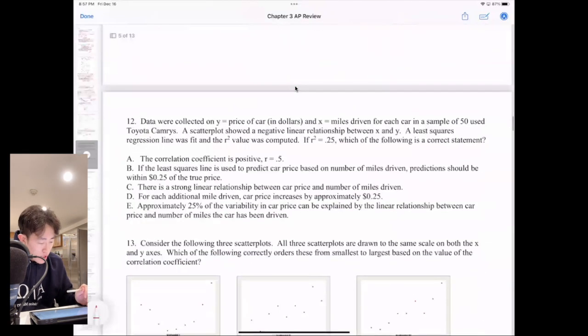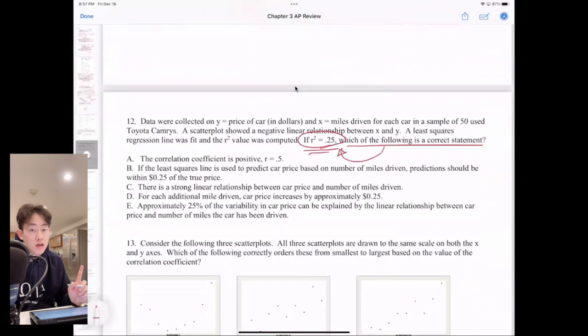All right, for number 12, we have R squared equals 0.25. If they specifically said that, and said which of the following is a correct statement, they probably want you to say something in regards to that. Now, recall, R squared has the template: the percent of that variable, percent of that number, that's how much variation can be explained by the LSRL. So it's going to be E. Don't even bother looking at the other ones. That's the one you want to go for.